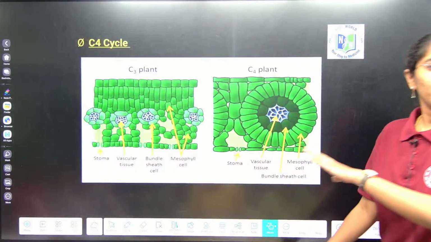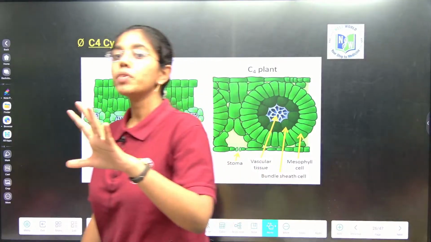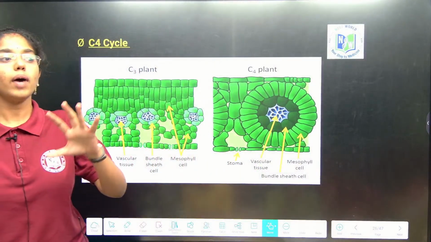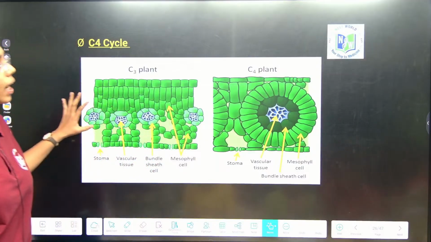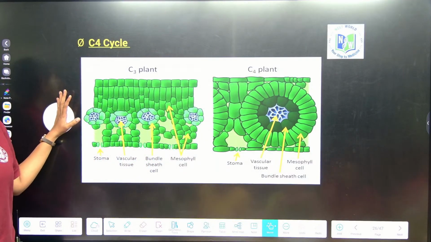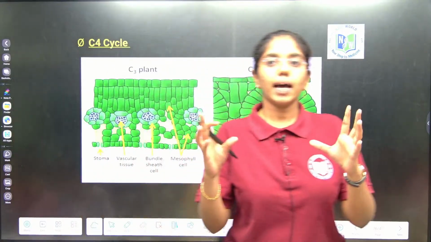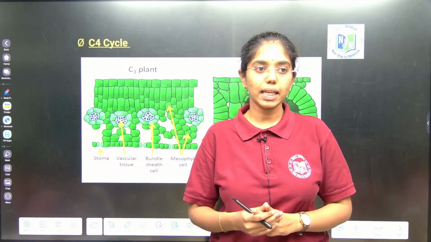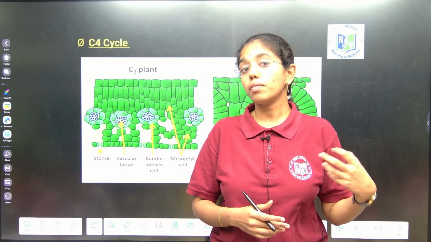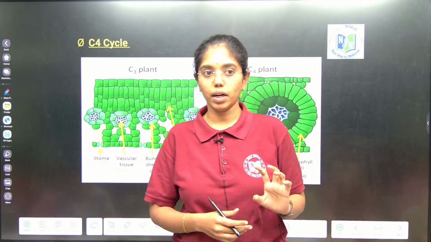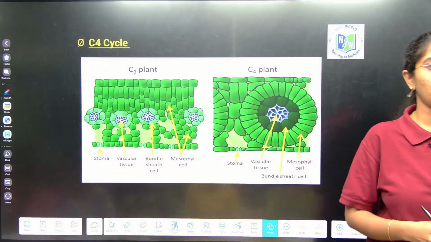Next, no problem, you can write it later also. C4 cycle, listen carefully. To understand the C4 cycle, you have to first understand the Kranz anatomy, the structural differentiation that you observe in the C4 cycle. Mostly in a dicot leaf you will have two types of mesophyll cells, palisade parenchyma and spongy parenchyma. Most of the C4 plants are monocots, as we have learnt. There you will find only spongy parenchyma, palisade will not be there.